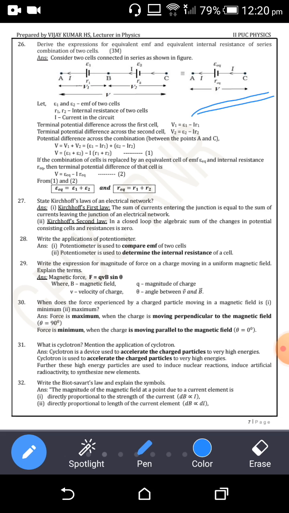Mathematically, Kirchhoff's second law can be written as summation of V is equal to 0, or summation of delta V is equal to 0.